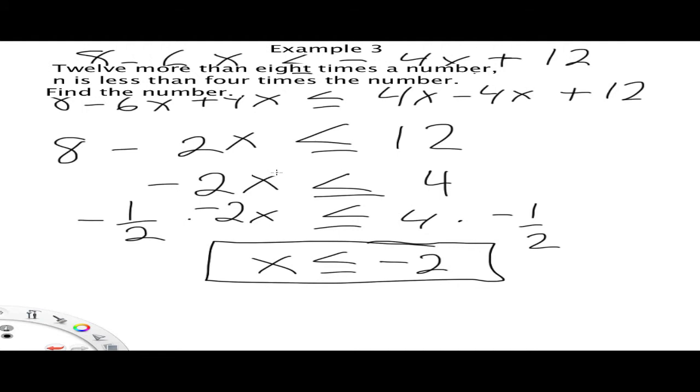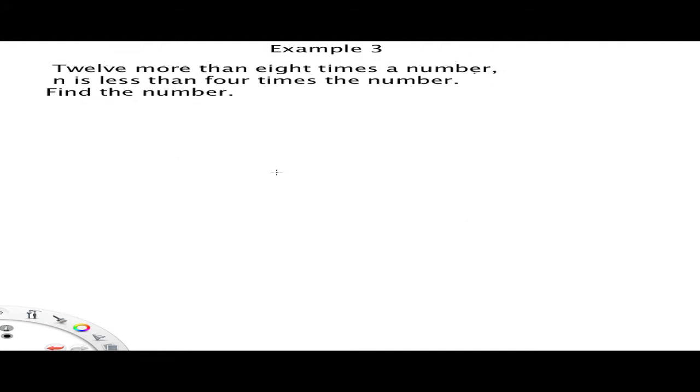Okay, I've got one more example for you. This is our third example for 4-5. And this is a word problem that you really want to pay attention to what it says, because boy, a key word here or there can change everything. 12 more than 8 times a number, n, is less than 4 times the number. This is still referring back to n. Find the number. Find out what n is.